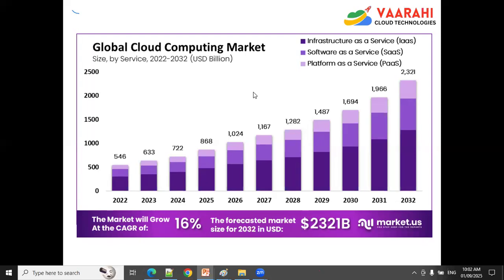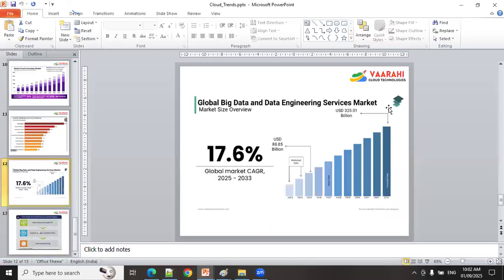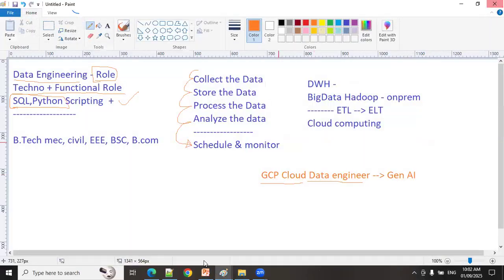These are the investments by different companies on cloud. How much is Google spending on a data center in Vizag? $6 billion. Like that, the Adani data center has also started now. Like that, across the globe, billions of dollars are being invested in cloud computing. I have also shown that data engineering growth is very good. These are the 3 different slides I showed last week.